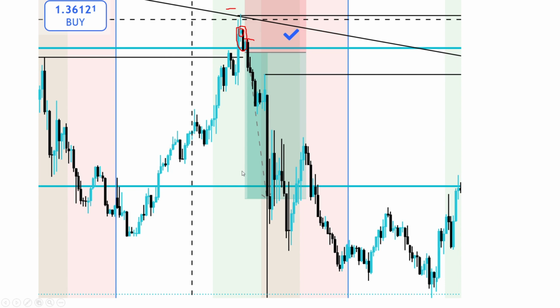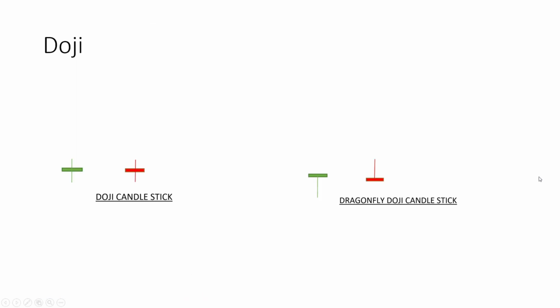Once you've seen an engulfing candlestick, just wait for your retracement, even if it's a 50% retracement of that engulfing candlestick, and you are good to go. So we also have a doji candlestick, or a dragonfly, a gravestone. All of them are dojis, but in a different form.